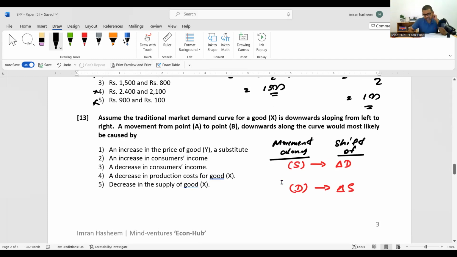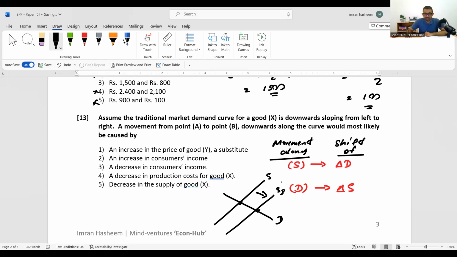Right, so the correct answer. Now if you visualize this, you understand what is happening. To move downwards, the supply curve has to shift to the right. We are looking at a demand curve and a point is moving downwards, meaning supply is shifting to the right from S to S1. So what will create a rightward shift in supply? An increase in supply.